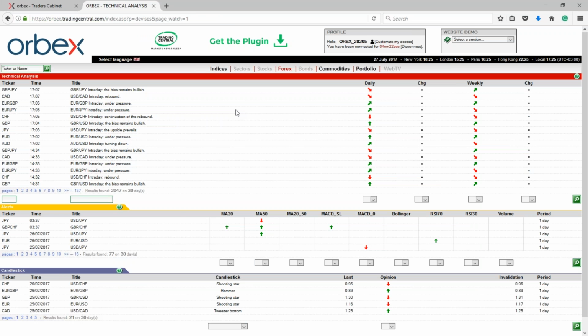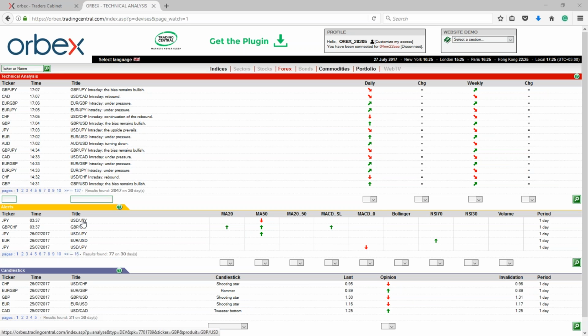So you can see we have the platform here, and you can see that there are a few different sections. The top section here, this area in red, is giving you the technical analysis for each currency pair. You can see that we have a list of different pairs with different comments coming up, and you get the time that the alert was issued. Essentially what this is doing is giving you the full breakdown of Trading Central's technical analysis for that pair.